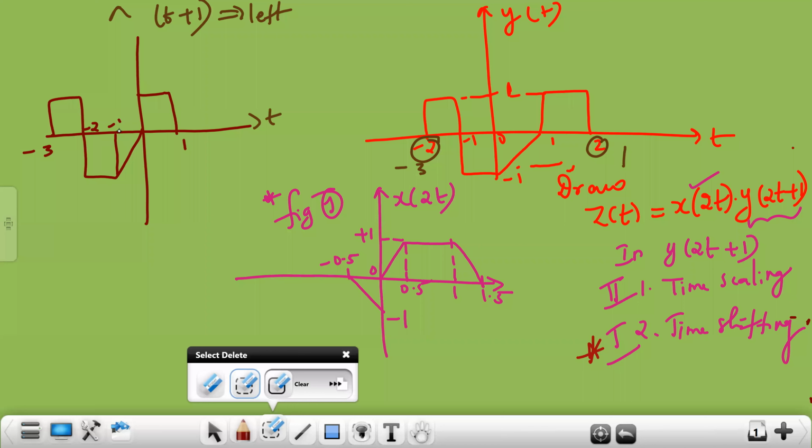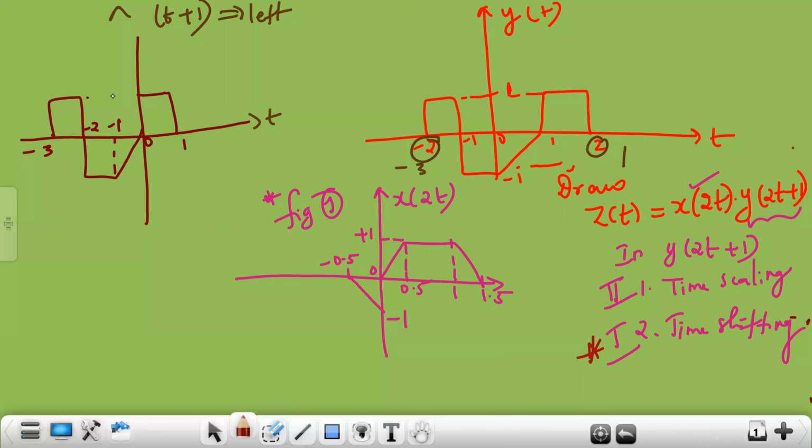Is this correct? Check with your answer, whatever you have drawn now. This is your y of t plus 1. You have shifted the entire signal towards the left side by 1 unit. So this minus 2 will become minus 3, this will be at minus 2, this will be at negative 1, this will be at 0 and this will be at 1. So this is correct. After shifting, you need to perform scaling.